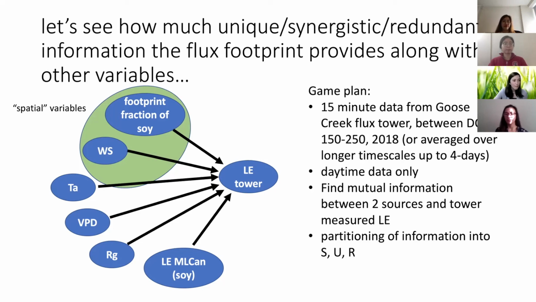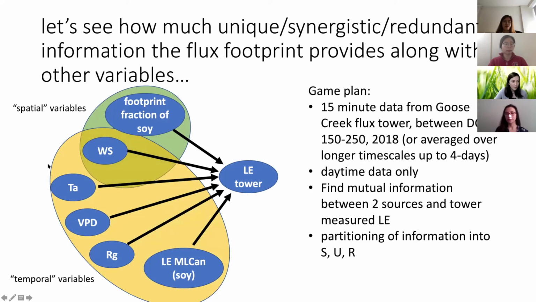And then wind speed is kind of an interesting variable because it's normally what I would think of as a temporal variable, but it is actually what is dictating a lot of this flux footprint in terms of the length of the footprint. So wind speed kind of gets to be in this overlapping category where it is both a temporal weather variable, but it's also part of what dictates the spatial variability.